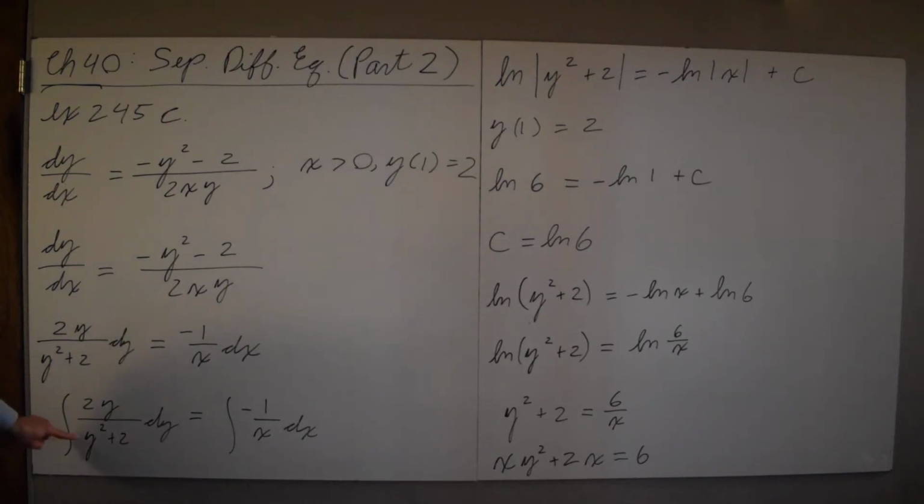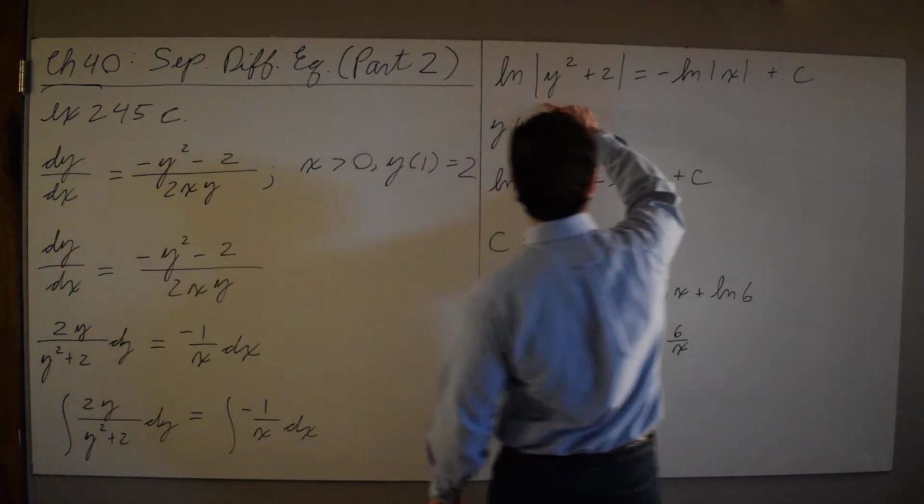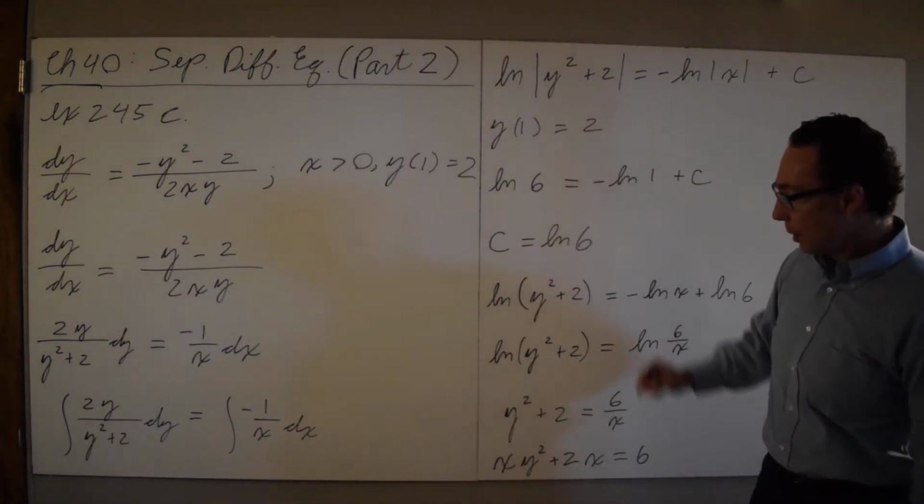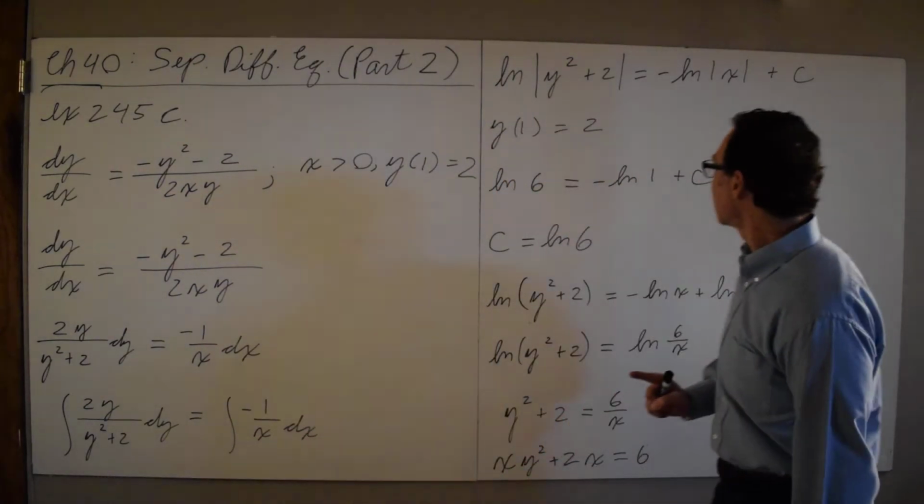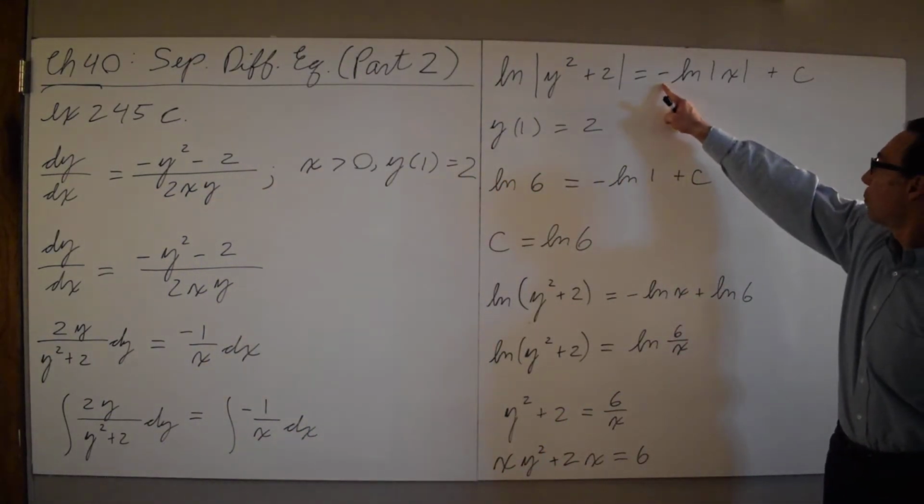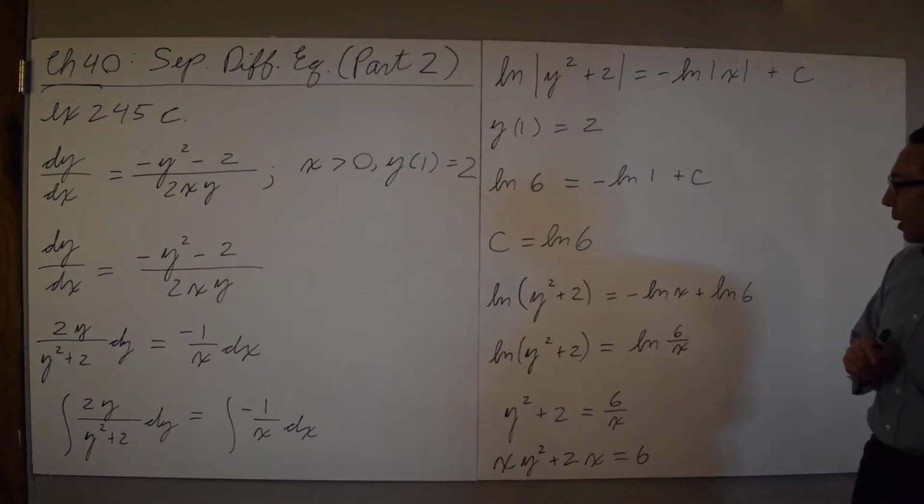We find an antiderivative of this term, and it is simply natural log of absolute value of y squared plus 2. That's why I chose to leave the 2 here. It made finding this term a little bit easier. And then we find an antiderivative of negative 1 divided by x. That's going to be negative 1 times natural log of absolute value of x.